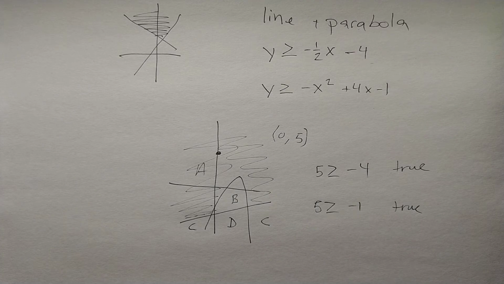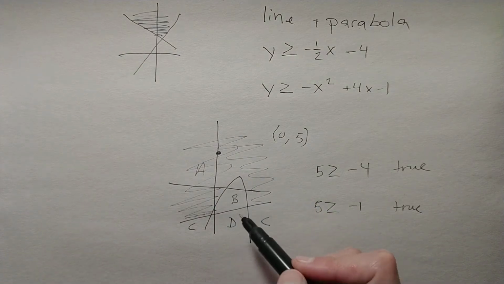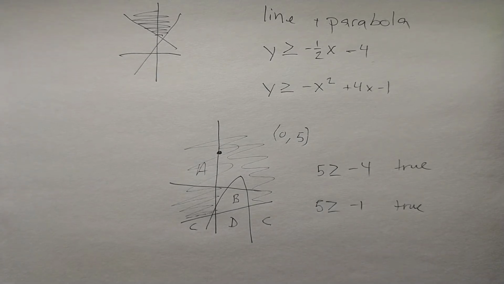Alright, so for these problems, we're just going to split our graph into different regions and then use test points to figure out where it needs to be shaded.